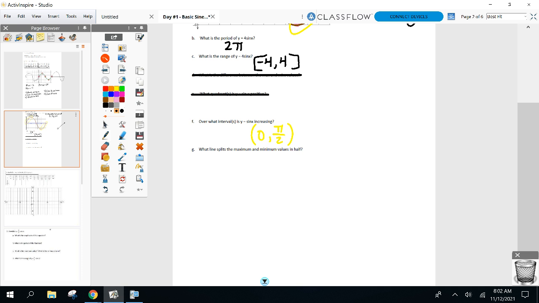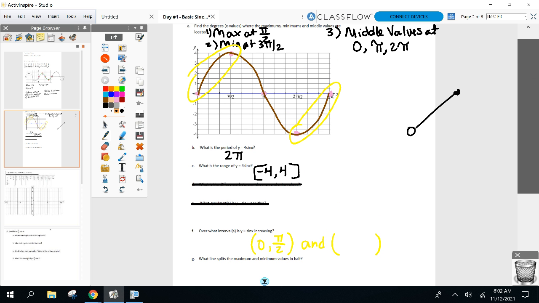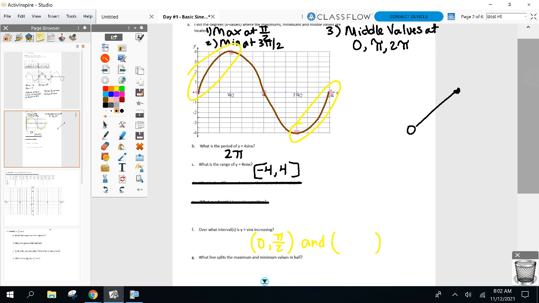And where else? We got one more. Remember, I don't want y values. We're looking on the x-axis. Where is it increasing? 3 pi over 2 to 2 pi. That's where it's increasing as well.